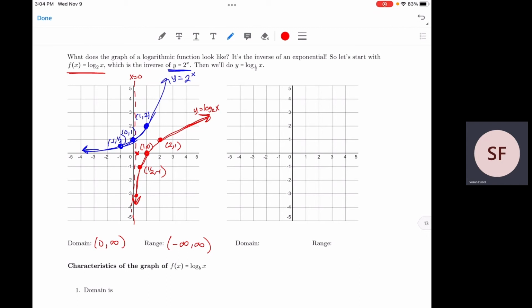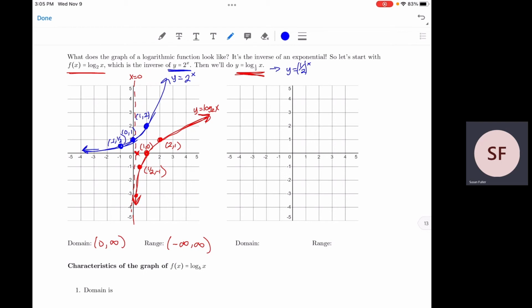What about y equals log base 1/2 of x? Well, to be able to figure out what the graph of log base 1/2 of x looks like, we're going to start with its inverse function, which is y equals (1/2) to the x. That is the inverse function of log base 1/2. So that's what we're going to start with to graph this guy.